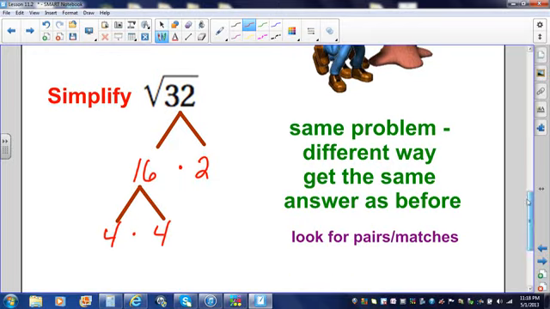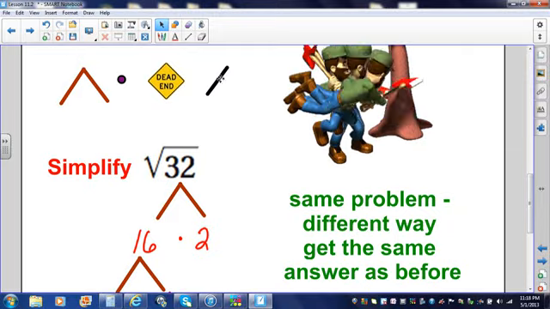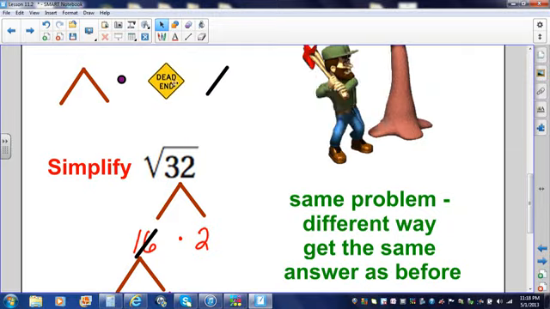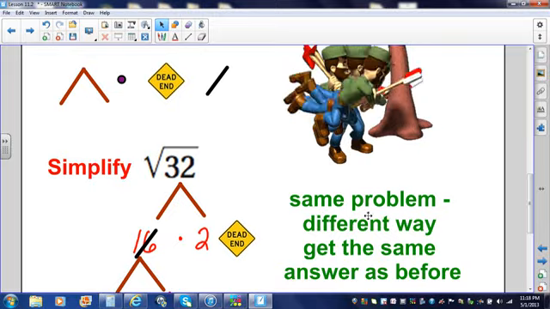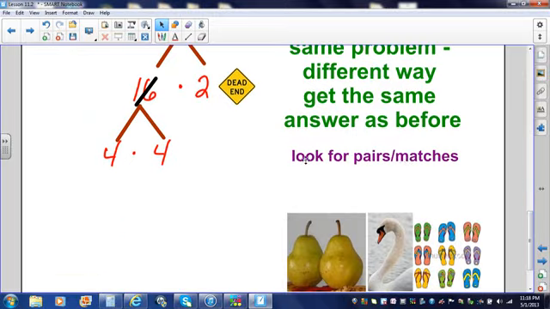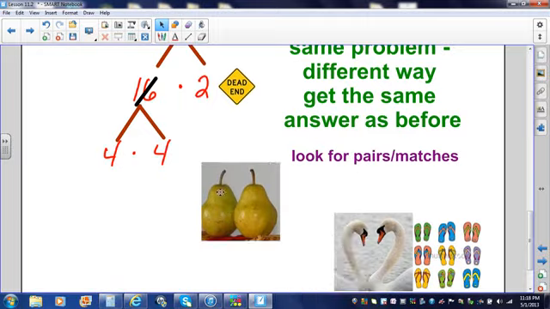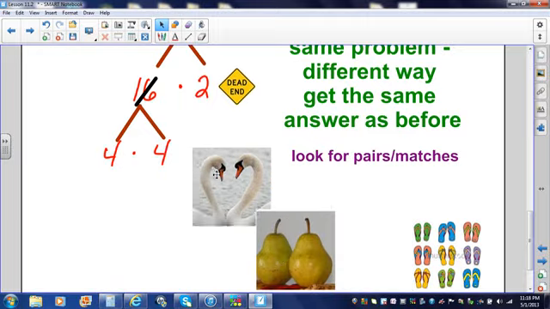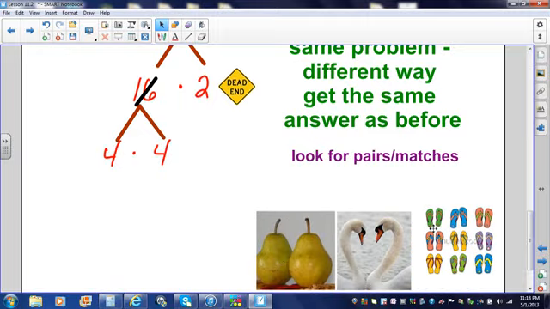I'm thinking that I'm going to cross out the 16 because 4 times 4 is the same thing. I'm thinking that 2 is a dead end and I can stop. Now if you want to keep breaking down the 4 you can, but if not, check it out. You're looking for pairs or matches. Either that kind of pair, this kind of pair, that kind of pair.